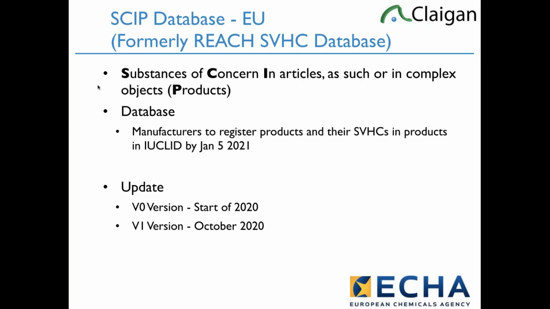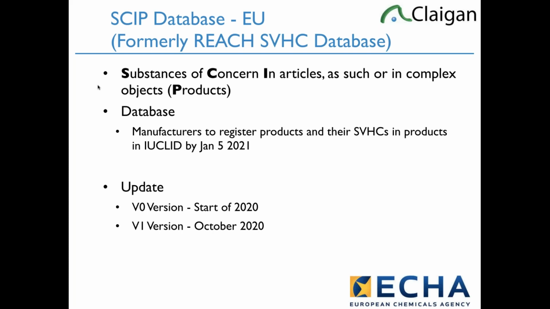So what of course we're talking about is the substance of concern in articles as or such in complex objects, products. Sure, SCIP. If you have a product that has a component with a REACH SVHC above 0.1% by weight of that component, the product and its component have to go into the database by Jan 5th, 2021.